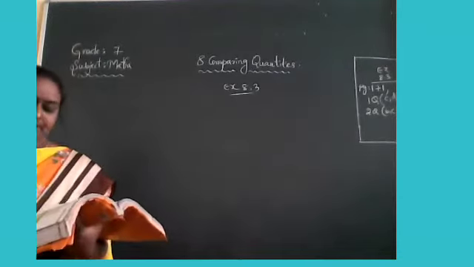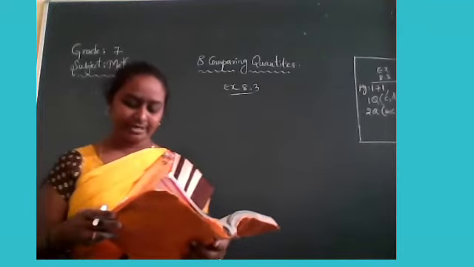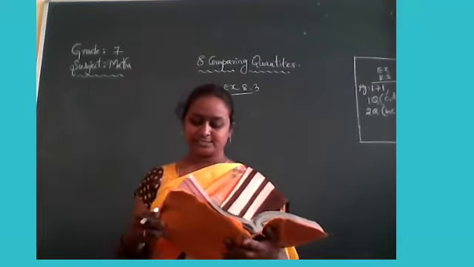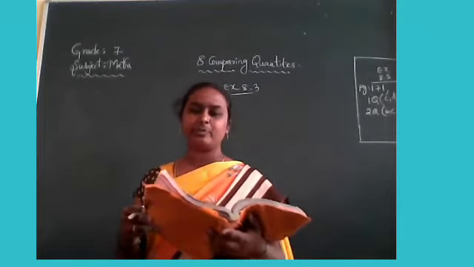Right. Next one, sixth problem. Juhi sells a washing machine for 13,500 rupees. She loses 20% in the bargain. What was the price at which she bought it?